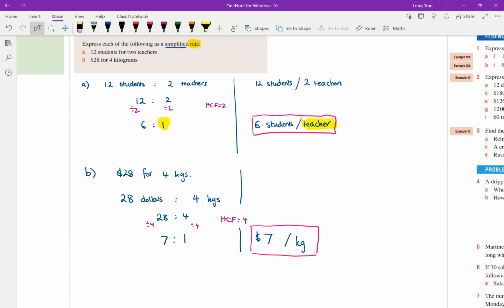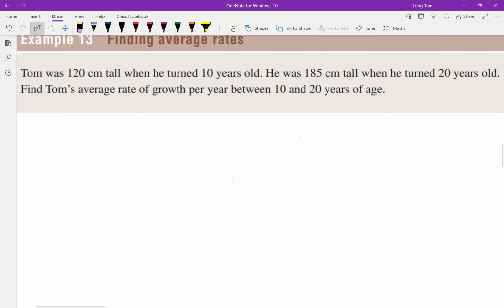That's essentially what you're doing here, right? So that's what rates are. Let's have a look at another problem. Let's now try to put it into context.